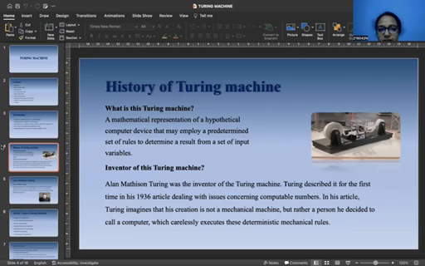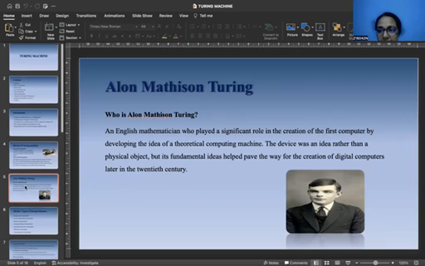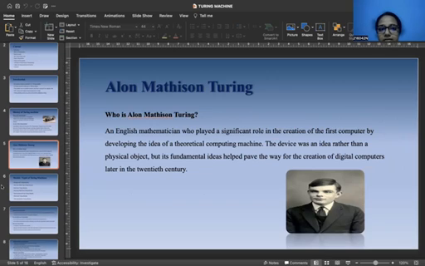Now let's see who is the inventor of this Turing machine. The Turing machine was invented by Alan Mathison Turing. In 1936, Turing created this concept for a mathematical machine.